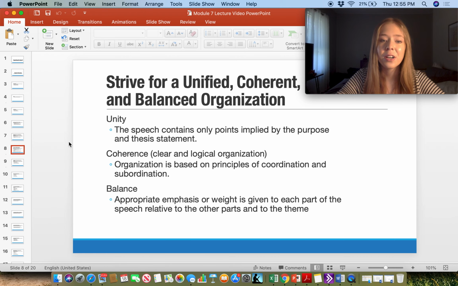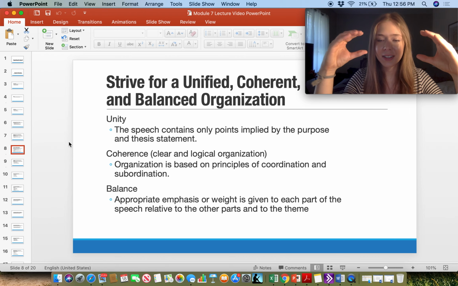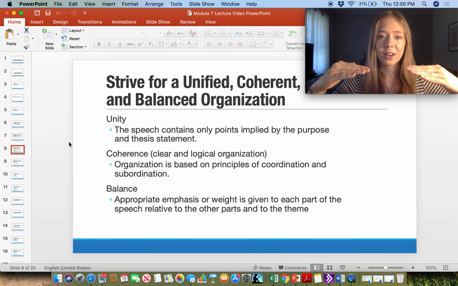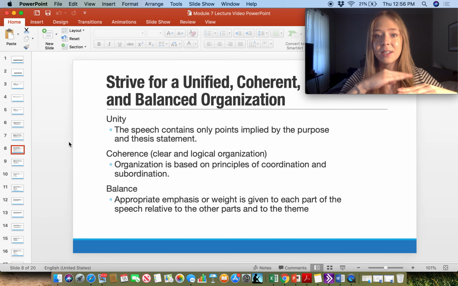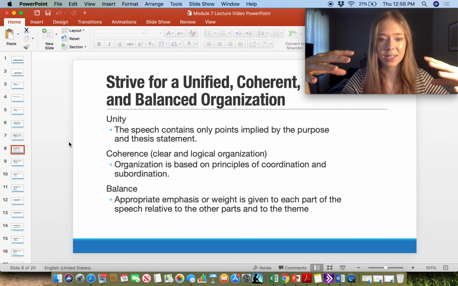So again, you want to strive, like I said, for unified, coherent, and balanced organization. So make sure that, again, I'm going to say this a million times, but the speech contains only points that are implied by the purpose and thesis statement. So again, make sure you have your thesis statement and then your main points under that, and make sure the supporting points relate back to only that main point, and the main point relates back to your thesis.